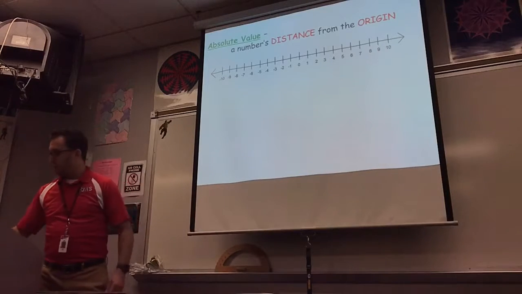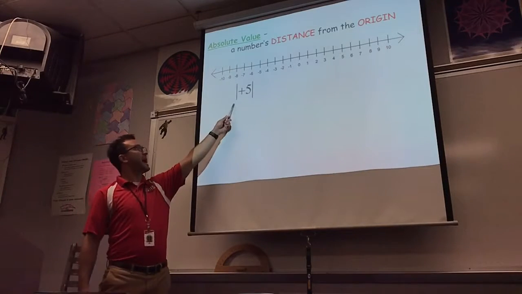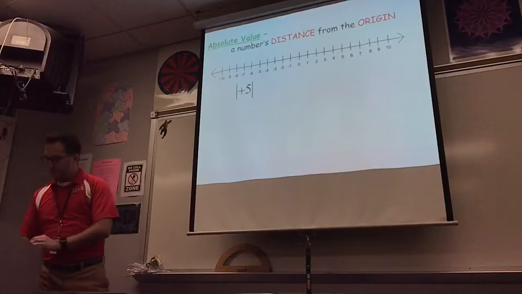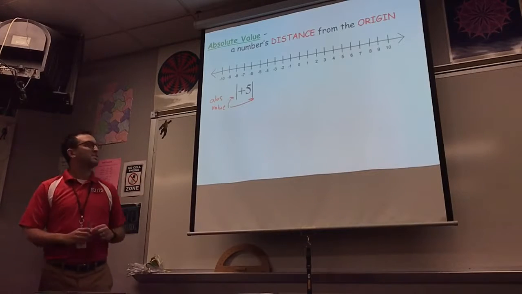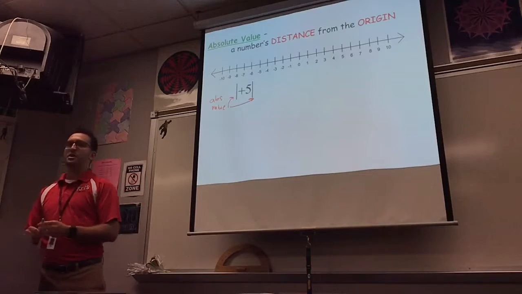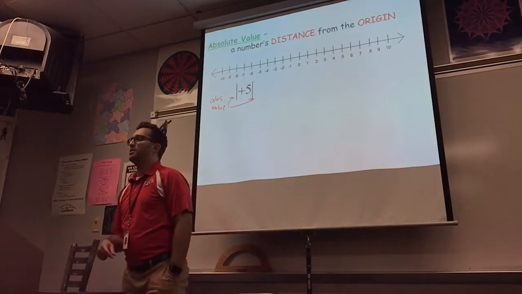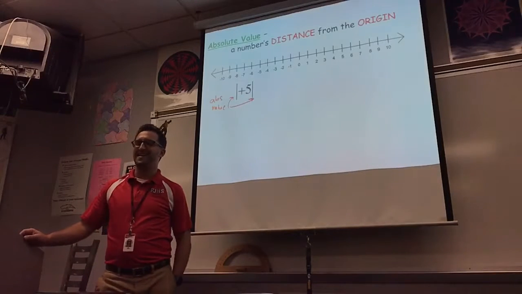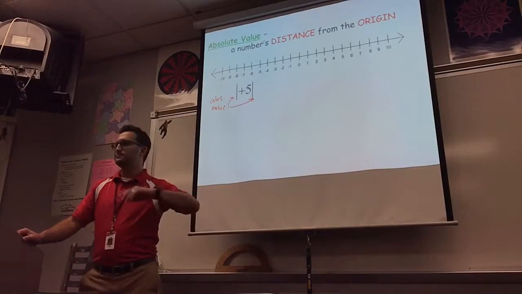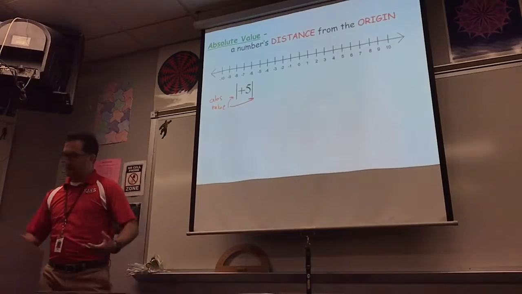All right. So this is how we write absolute values. This says the absolute value of positive 5. That symbol right here, that's absolute value. So this says the absolute value of positive 5. Well, that's the distance from the origin. Everybody on your number line, put your finger on positive 5. How far away from the origin is that? 5. Good. So what's the answer to this? Or what's the simplified version of that? 5.